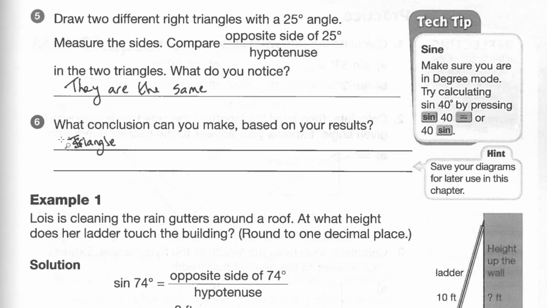Triangles with the same angles, these are called like triangles, by the way, have the same ratio. Have the same, I'll say, side ratio.